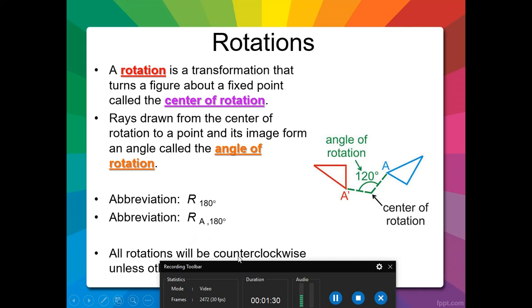And the second option, if you want to rotate the object around a point that is not the origin, you need to list that specific point. So this would be point A, and then we would rotate it 180 degrees.